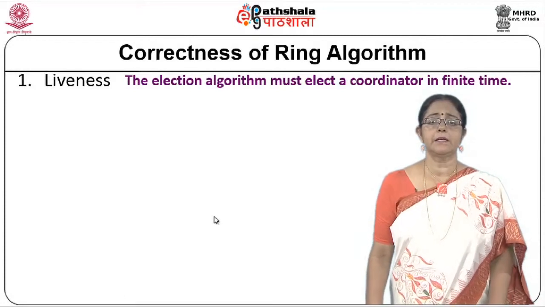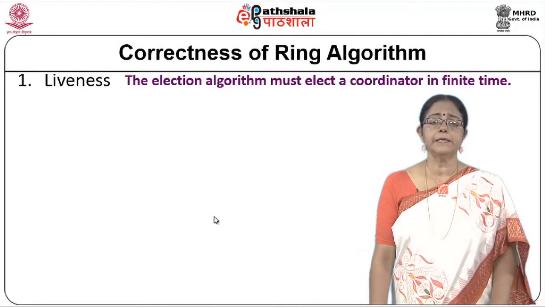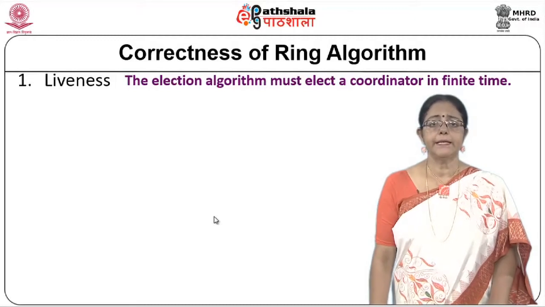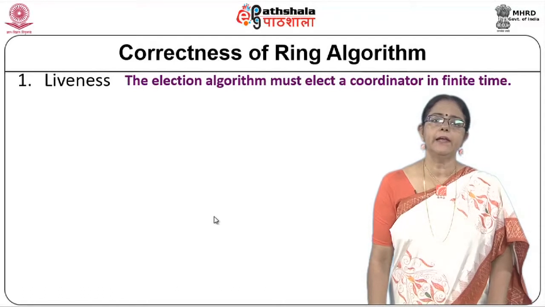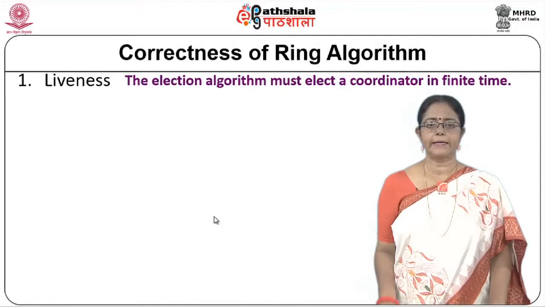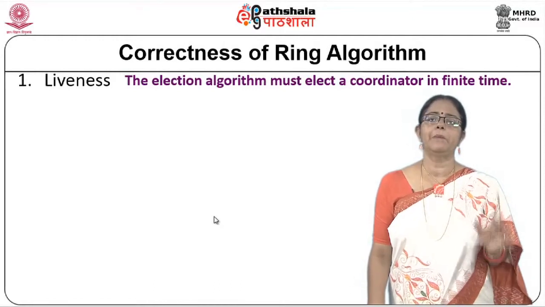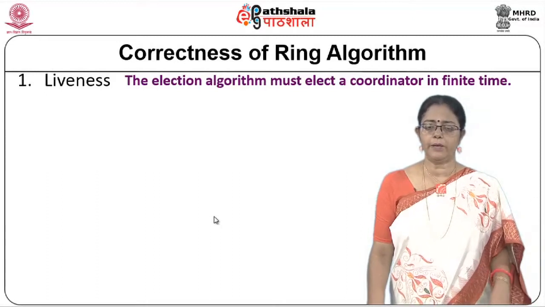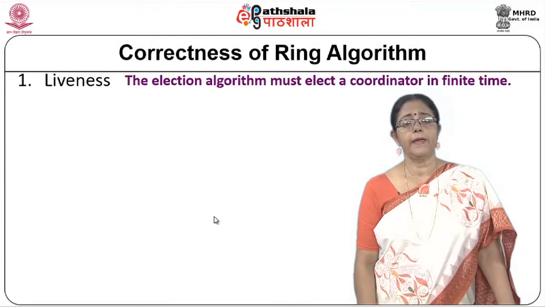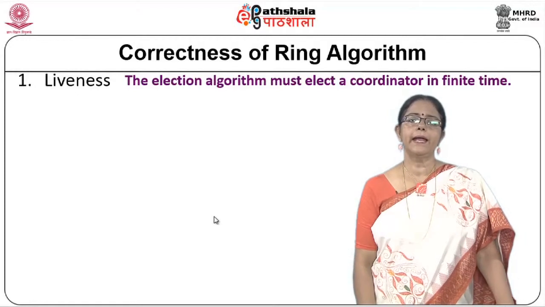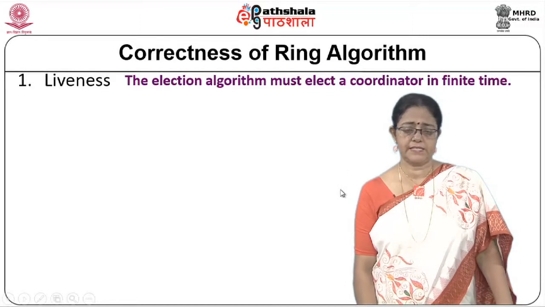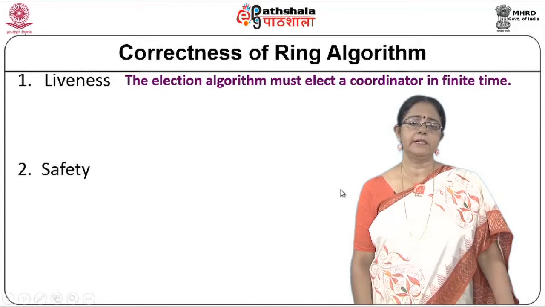Let us define this term finite time a little bit. What do we mean by finite time? If we can calculate the amount of time it is going to take to execute something, then we say that it is being done in finite time. A calculable amount. Infinite time, on the other hand, will be something that cannot be calculated. So, we have to show that our ring algorithm can elect the leader in finite time. That is our first correctness criterion, which is the liveness criterion.